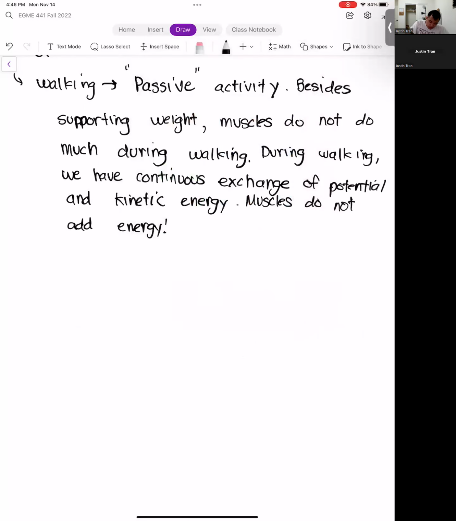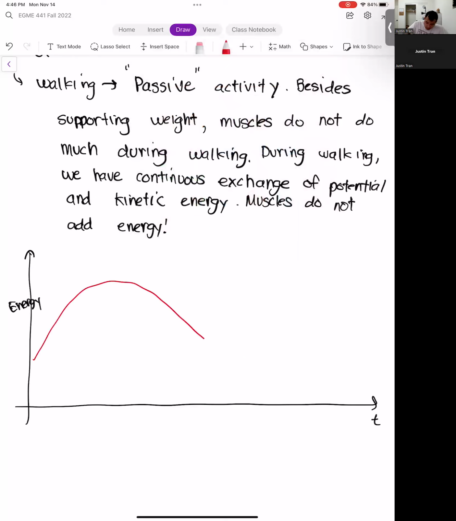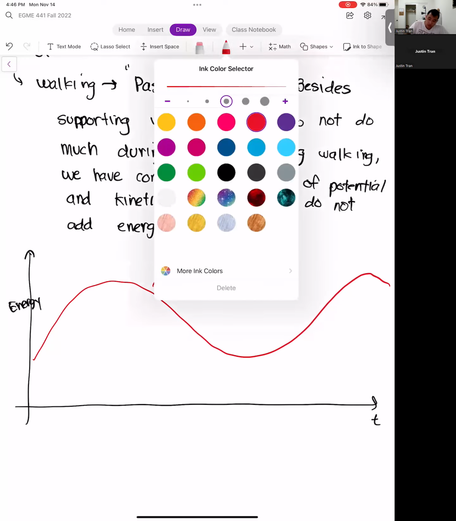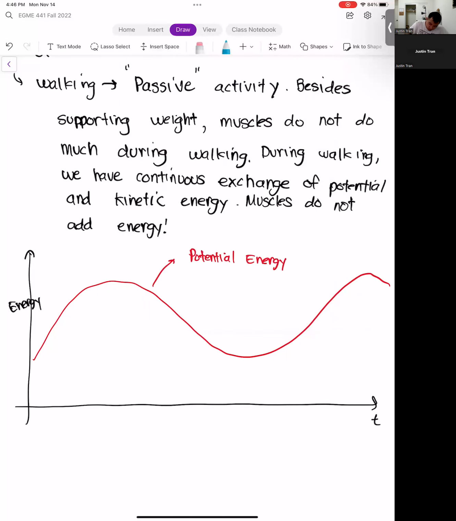And so if we were to draw the energy history, on the x-axis here, I have time. On the y-axis here, I'll have energy. Okay. During walking, it looks something like this. And so, let me go ahead and draw in red right here. Okay. And so in red right here, we'll call this the potential energy. Okay. In blue, this is the kinetic energy.